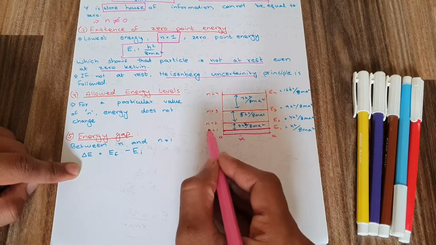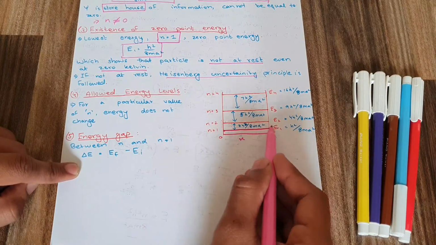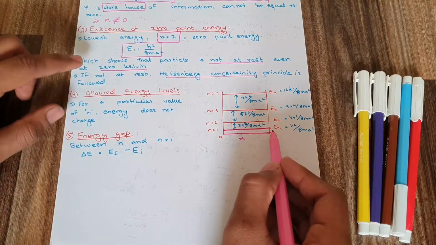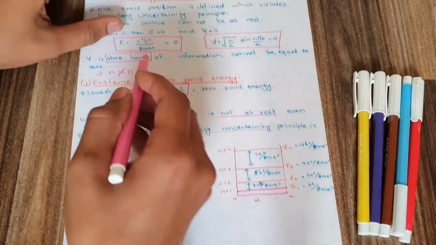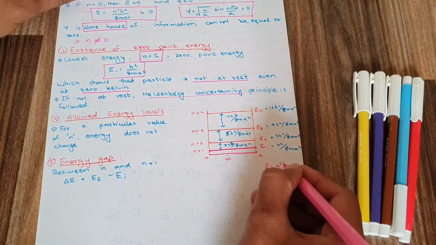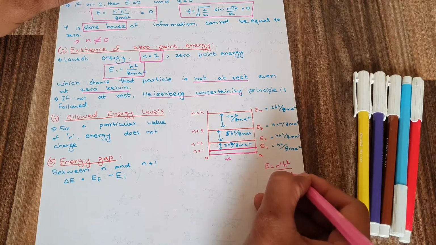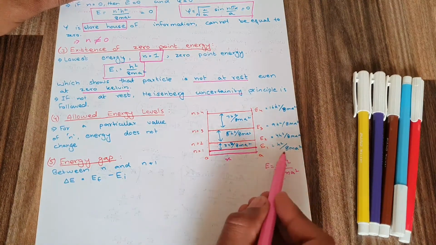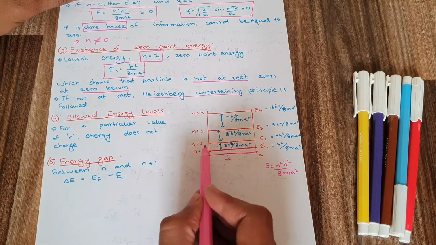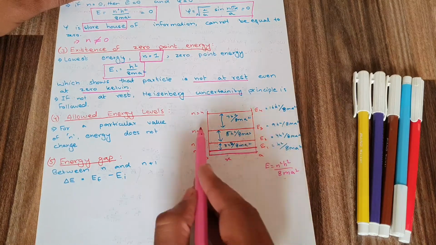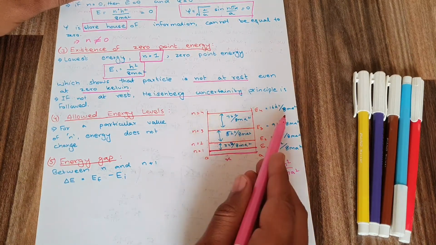As you can see, n is equal to 1 can have a value of energy E1 that is equal to h square over 8 ma square. Just plug in the value of 1 here. The formula of energy is E is equal to n square h square over 8 ma square. If I plug in n equal to 1, I get h square over 8 ma square. If I plug in n is equal to 2, I get 4h square over 8 ma square. Similarly, if I plug in 3, I get this answer. For 4, I get this answer.